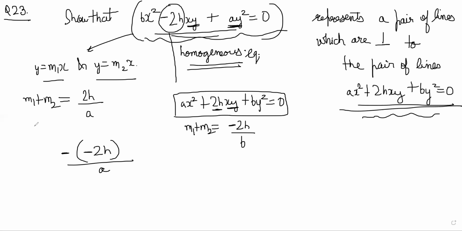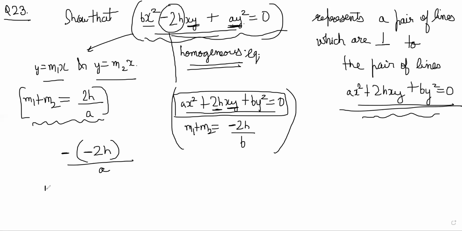So m1 plus m2 should be 2h by a, right? By applying this formula. Because the equation looks a little different, no? There is a minus 2h and there is an a with y square rather than with x square in the general equation, right? You can even solve it and get it, but solving will be longer. So you should know how to get m1 plus m2 directly by looking at the equation.